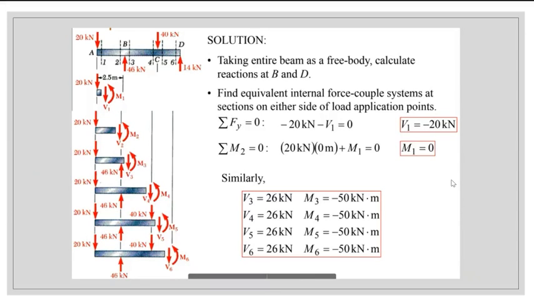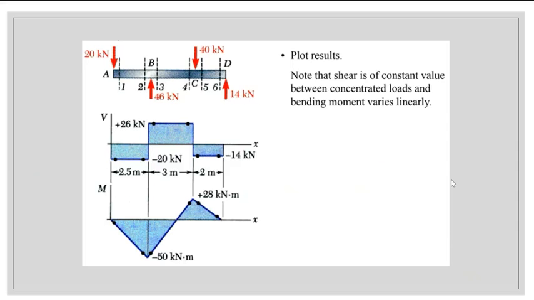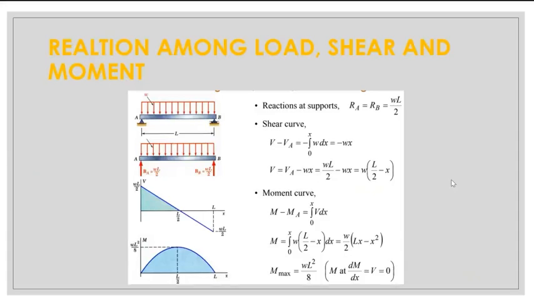Once we do that, we cut the beam at different sections. First we cut it at A, then between A and B, then at B, then between B and C, then again at C, and then between C and D. And we apply the equations of equilibrium at all these sections individually, and we calculate the shear and bending moment. And then we plot them in a graph. So finally we have the shear and bending moment diagrams.